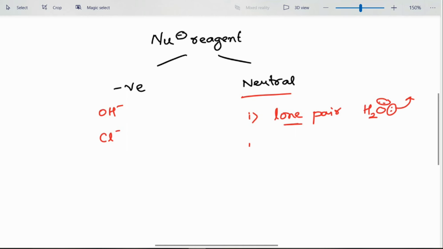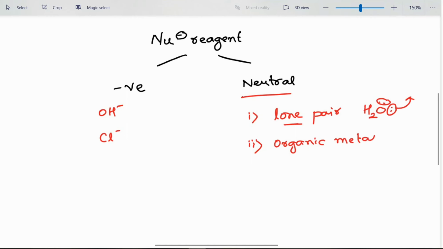Next, the second reason for a neutral nucleophilic reagent to attack a substrate is maybe because of the presence of an organometallic bond. Yes, an organometallic bond may also be a reason for a neutral nucleophilic reagent to attack our substrate.